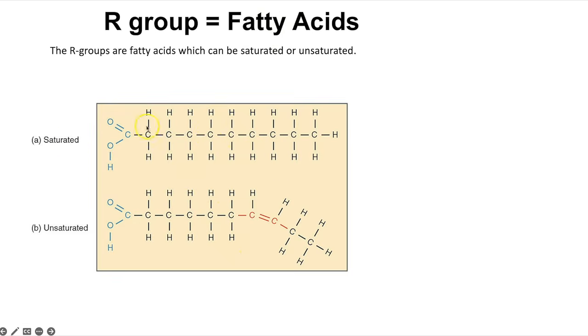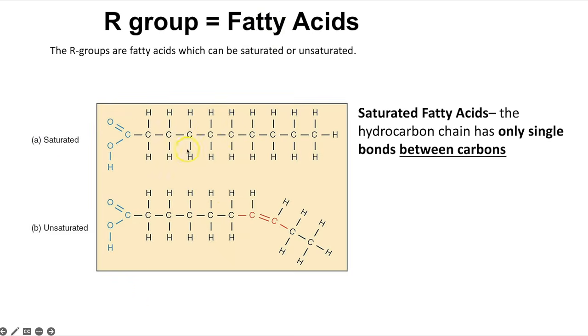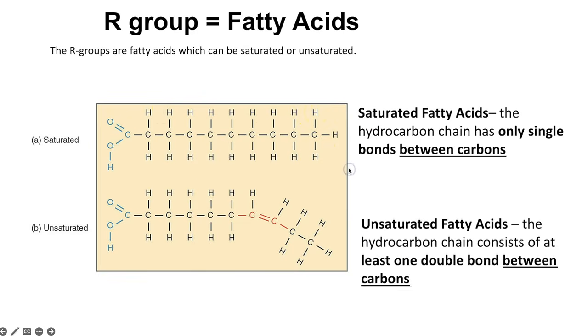Now the fatty acids can either be saturated or unsaturated, and what we mean by that is whether they contain a single or double bond between the carbon atoms in the R group, which is that hydrocarbon chain. So this top one, we can see only single bonds between the carbon atoms, so that would mean it's saturated because it's holding the maximum number of hydrogens possible, that's why it's saturated.